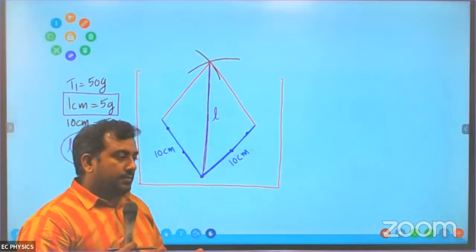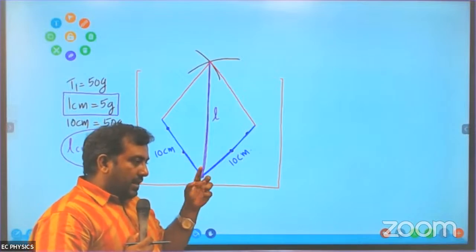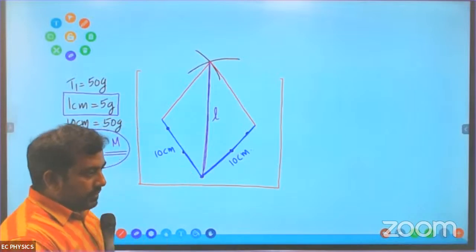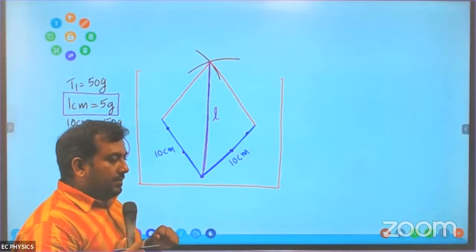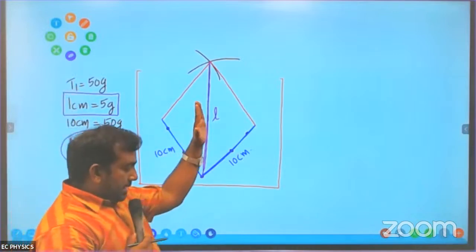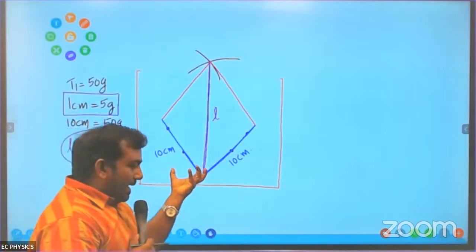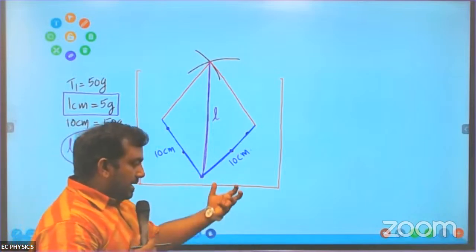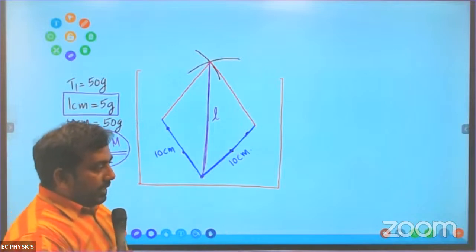Next point. Using the length of the diagonal and the scale, we can calculate the unknown weight.